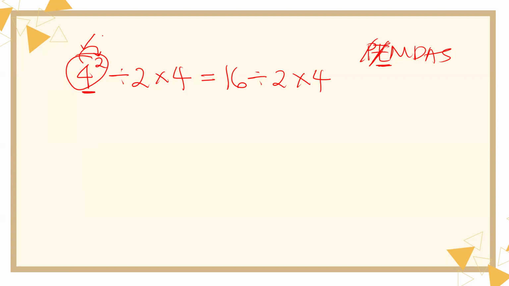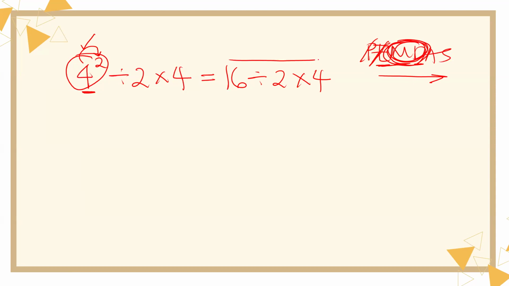Then we do multiplication and division, right? So we do division first because multiplication and division should be treated together, but they should be operated from left to right, right?